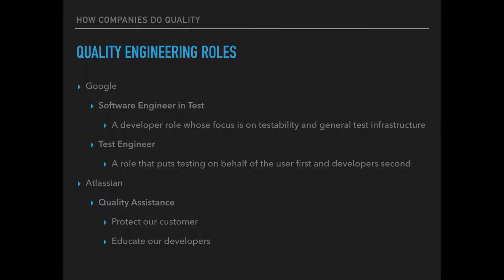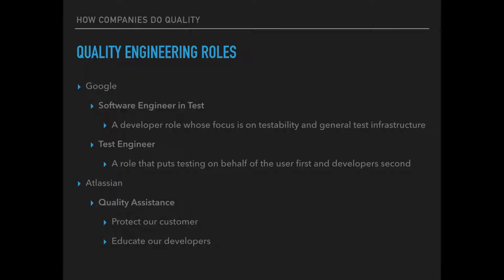First is software engineering and test, whose job is to look at the code, make it testable, make sure it's testable. Software engineering test makes code testable, and also looks at general test infrastructure, building automation tools, that type of thing. And then they have a test engineer role that is almost more of a traditional testing role, but they're looking at it very much from the user's needs, and the developer's second.